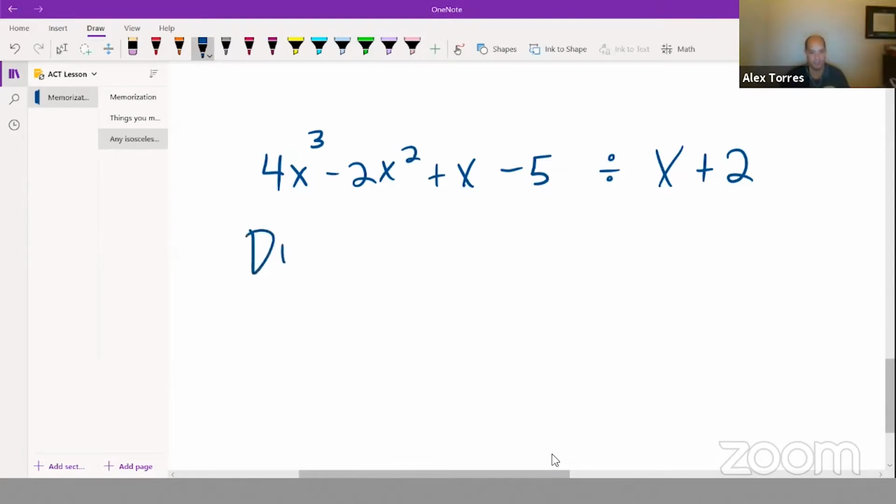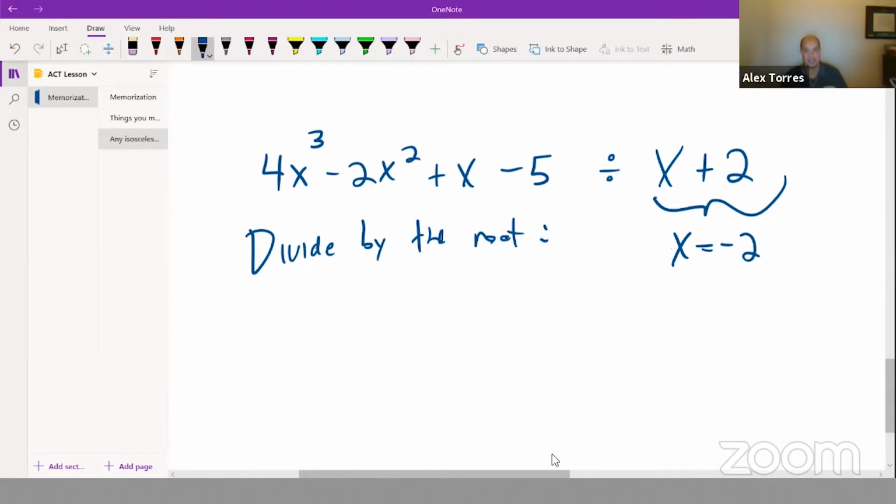But number one, with synthetic division, you divide by the root of a polynomial. So the root that goes along with x plus 2 is x equals -2. What do we mean by that? If we have a polynomial with a factor of x plus 2, that means that it hits the x-axis at x equals -2. Expect more lessons on that in the near future. That's one of the main primary threads through the redesigned SAT.